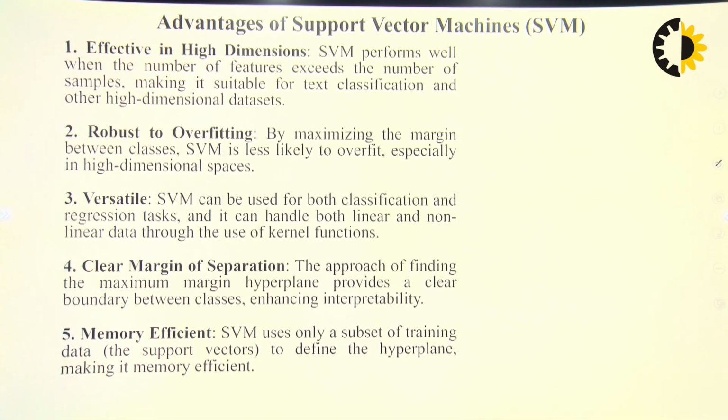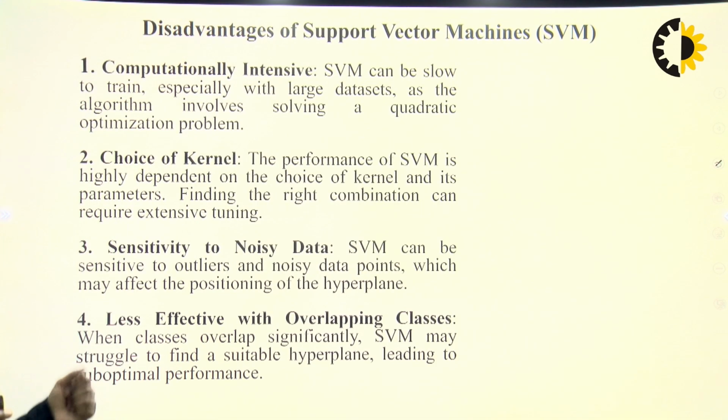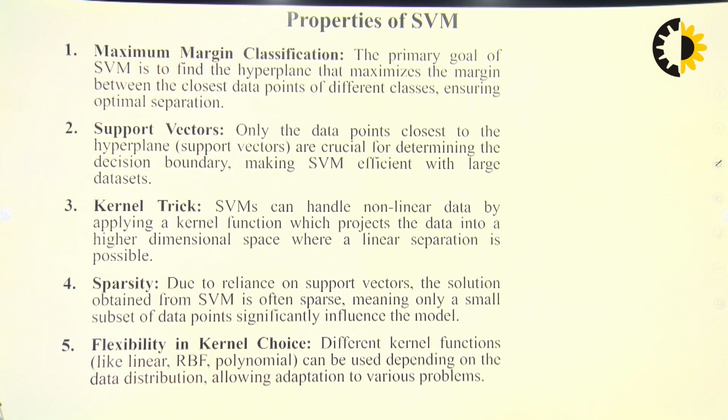The advantages of the support vector machine are: effective in high dimensional data, robust to overfitting, versatile, clear margin of separation, and memory efficient. The disadvantages of the support vector machine are: computationally intensive, choice of kernel, sensitive to noisy data, and less effective with overlapping classes.